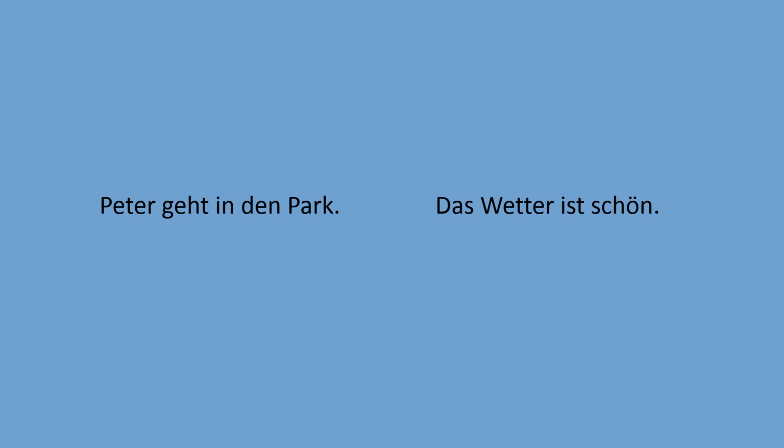First, what I will do, look, I will erase my period at the end of the first sentence. I will put a comma. Then I will use the word weil. Weil in English means because. So Peter geht in den Park because. So Peter goes to the park because. Now I will just add the second sentence to my first sentence. Now this is my explanation.